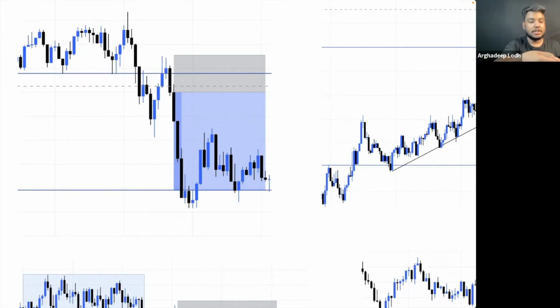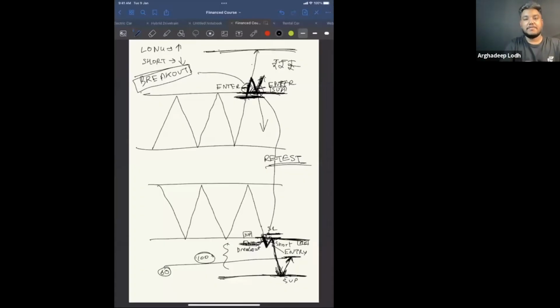Yes. So, does everyone understand the breakout and retest? Breakout and retest strategy, did everyone understand? Yes. Okay, so let's move on. Now we will go to a little bit of advanced level.